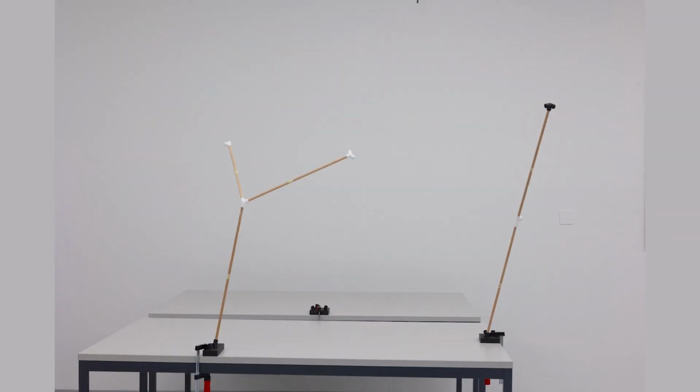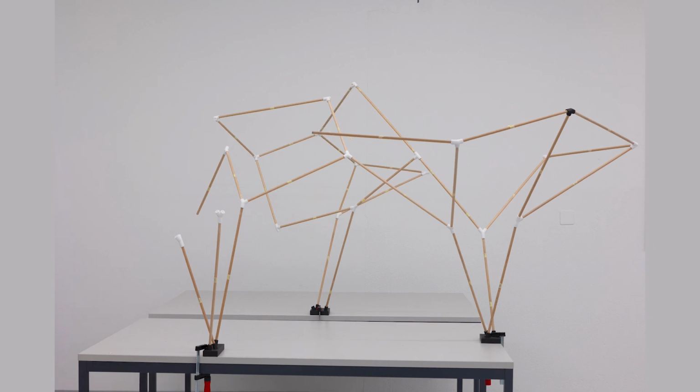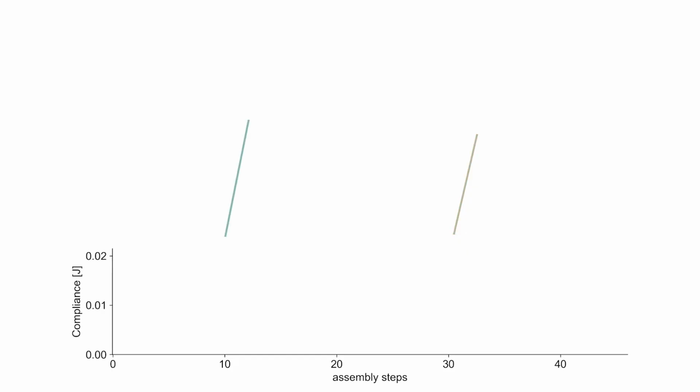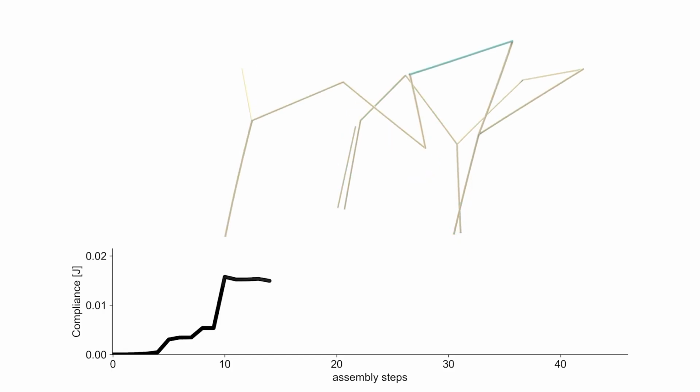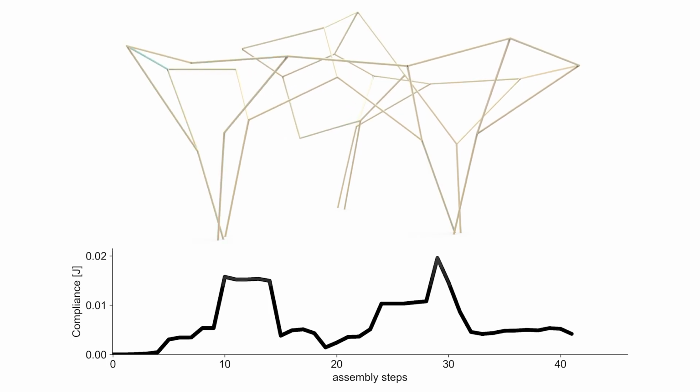With a suboptimal sequence, intermediate subassemblies can have substantial deformations due to self-weight. We simulate their structural deformations using the finite element method, which is visualized by plotting the compliance energy over the number of installed bars.